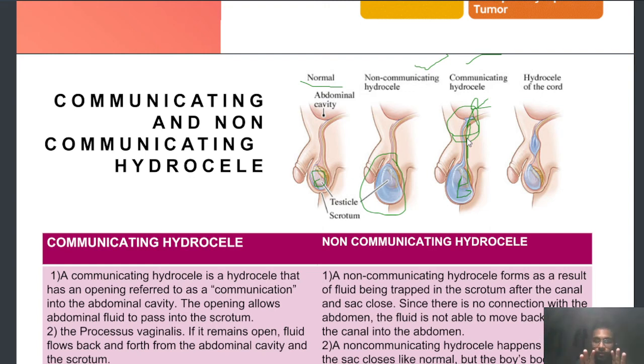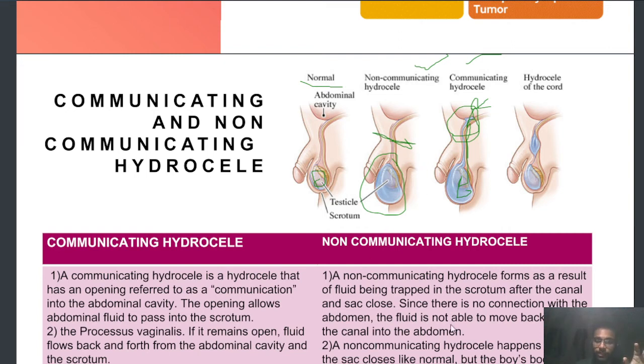Okay, so now comes the non-communicating type of hydrocele. A non-communicating type of hydrocele basically forms as a result of fluid being trapped in the scrotum after the canal and the sac close. So basically this canal has been closed, so there is no communication here. The only reason that your hydrocele can take place is, again, as I've said beforehand as well, that there is excess secretion or there is decreased absorption. Those are the only two reasons you can have an increased hydrocele right here.